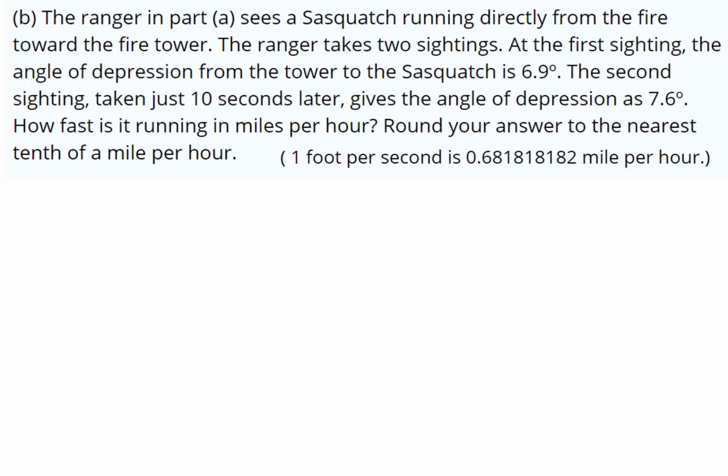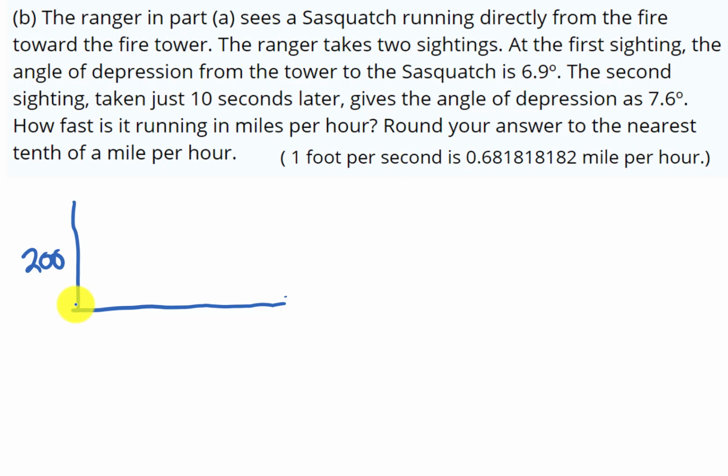The ranger in Part A sees a Sasquatch running directly from the fire towards the fire tower. The ranger makes two sightings. So let's go ahead and put the picture. We had a 200-foot tower and we had a fire out here. So we've got a Sasquatch that's running towards the tower here. The ranger makes two sightings.